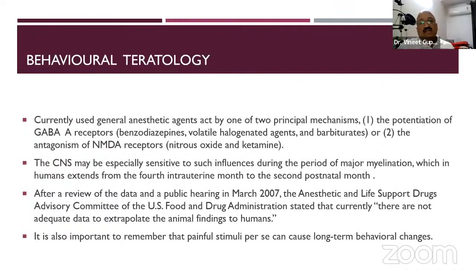Then behavioral teratology. Currently used general anesthetic agents act by one of two principal mechanisms. One, the potentiation of GABA-A receptor, that is benzodiazepines, volatile halogenated agents, and barbiturates, and two, the antagonism of NMDA receptors, nitrous oxide and ketamine. CNS may be specifically sensitive to such influences during the period of major myelination, which in humans extends from the fourth intrauterine month to the second postnatal month. So again, emphasis is on the second postnatal month. CNS is very, very important, because that is the only system which in fact is being affected even postnatally.